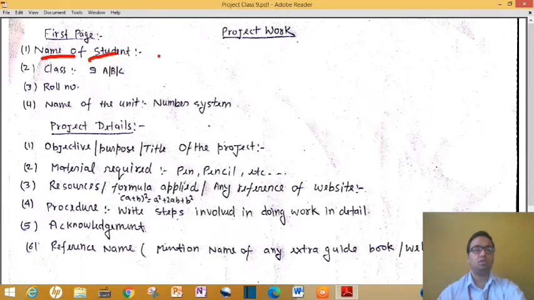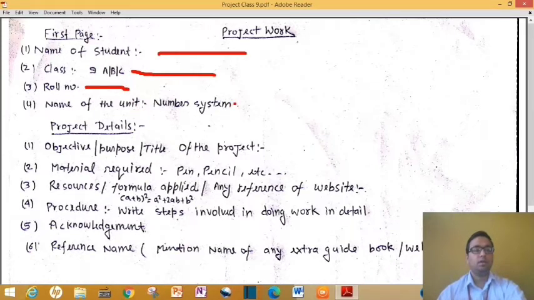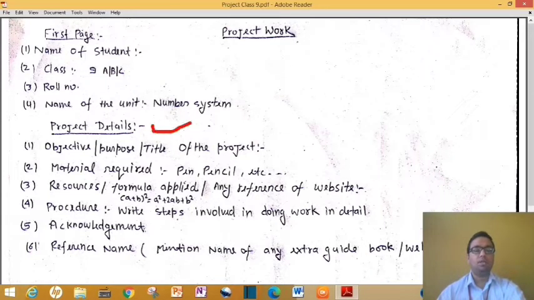Name of the student, means you have to write your name at this place. Then after that you will mention your class, that is 9th A, B or C. After that roll number and the same like that. Name of the unit. Okay, for example, for the first project you will write number system, because I have given you the first project from this chapter. Then for the second project you will write polynomial. Okay, then here we have project detail.